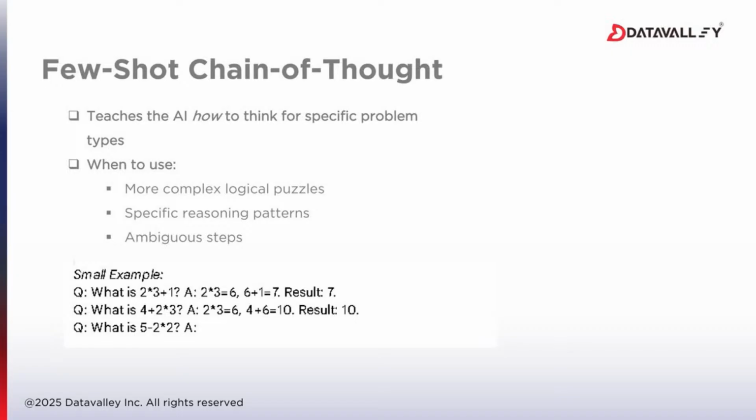So we use few shot COT for complex logic puzzles, like when you need the AI to follow a very specific reasoning pattern, or for a task where the steps might vary from chain of thought without the guidance. Okay. And I also mentioned here when to use this: more complex logic puzzles, specific reasoning patterns, and ambiguous steps. Moving on.